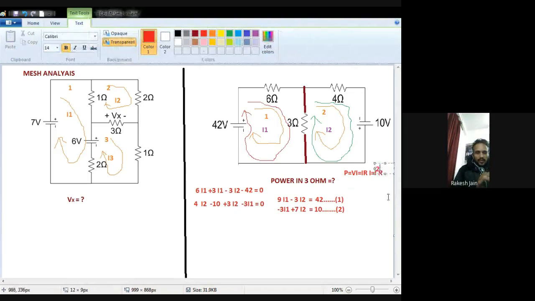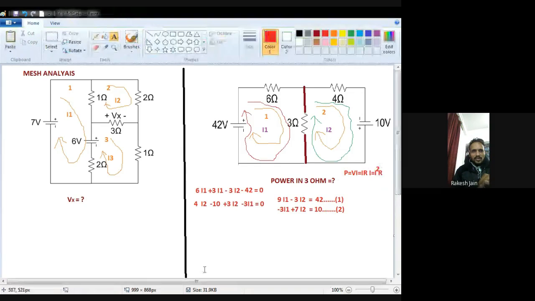Okay, so can you understand till now? If yes, then type in message box, okay sir. Okay sir. If you understand everything till now, then type okay sir. Very good Amit, very good Ashish.